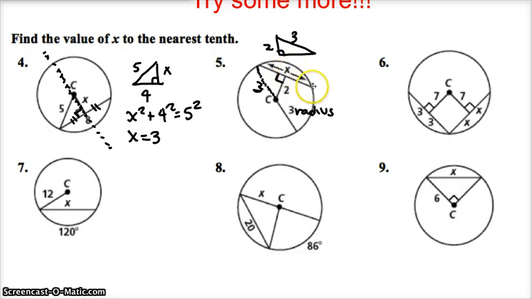The chord is the entire length of x, so I need to call this something different. Call it y, because x is the entire length. So I'll do 2 squared plus y squared equals 3 squared. So that's 9 minus 4. Y ends up equaling the square root of 5.